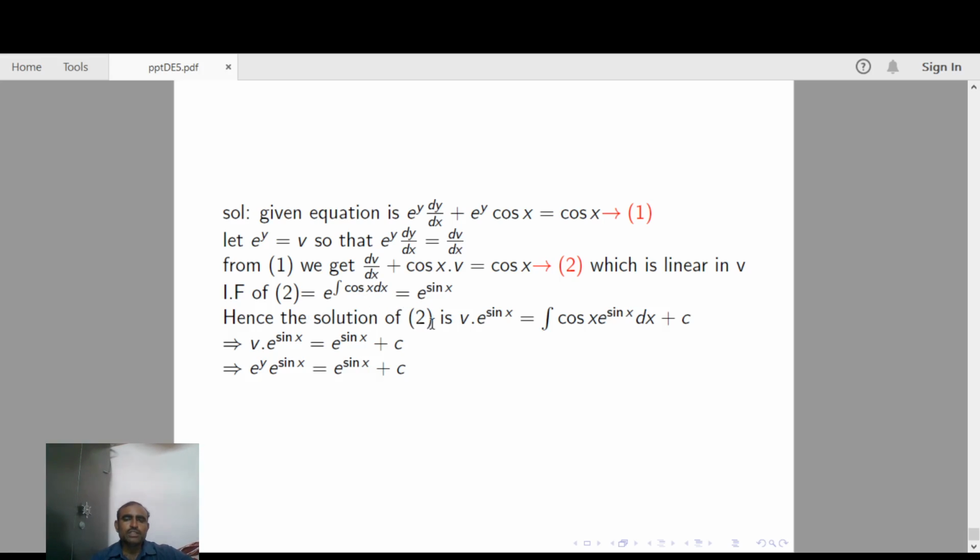Hence the solution of 2 is v e^(sin x) = integral cos x e^(sin x) dx + c. By the substitution method, you find the integral of cos x e^(sin x). So take sin x = t, cos x dx = dt. Now the integral becomes integral e^t dt. The integration of e^t is e^t. So you get e^(sin x) + c, where c is an arbitrary constant. Therefore, writing the value of v, e^y e^(sin x) = e^(sin x) + c. This is the solution of the given differential equation.